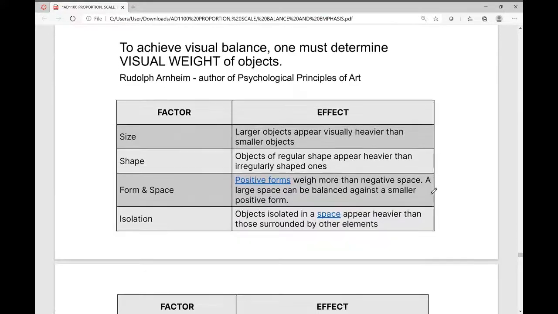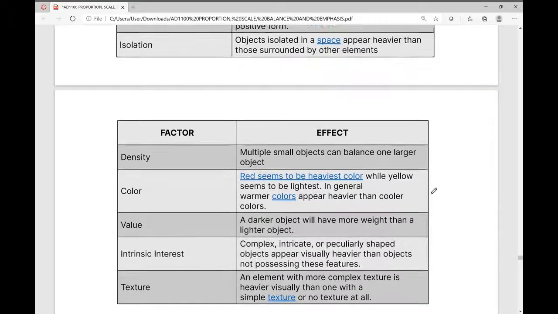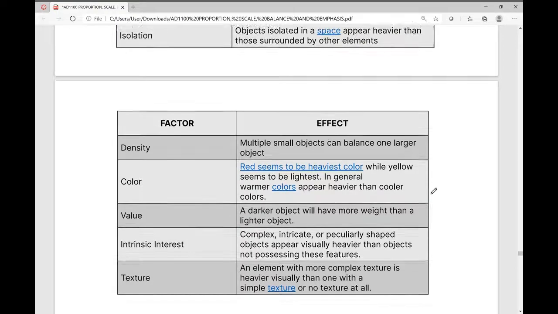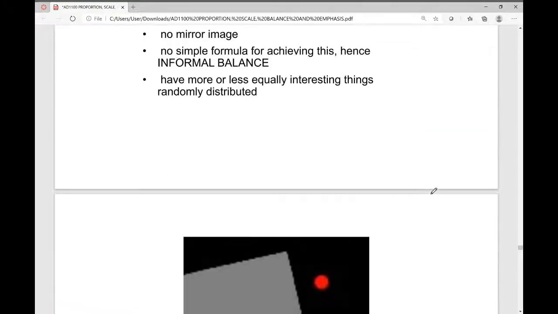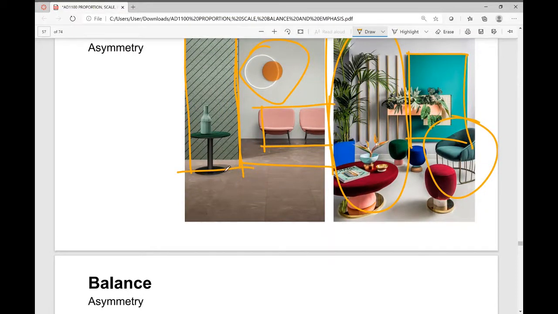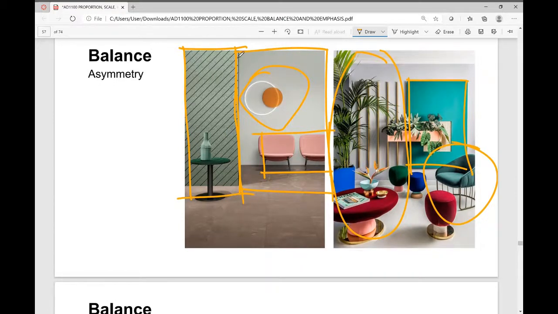So isolation. Density: multiple small objects can balance one larger object. As you can see in this reference, I have multiple small objects which actually balance this one. Same for this one as well, with the monotony and the balance of this wider or larger object in relation to the smaller objects here on the side.